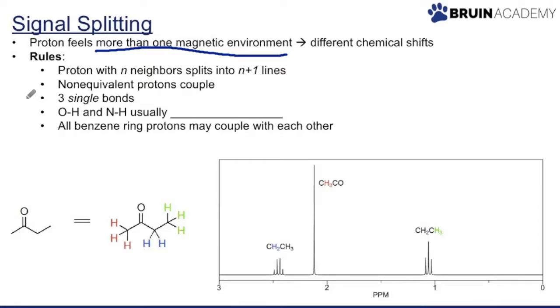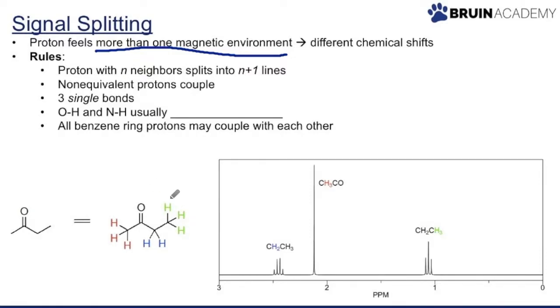Some rules to really keep in mind when you look at signal splitting: the first one is that a proton with a certain number of neighbors will split into n plus 1 lines. When you're trying to determine whether protons are neighbors with each other versus equivalent protons, just remember that neighboring protons are 3 single bonds away or less, and they cannot be equivalent protons in the same group.